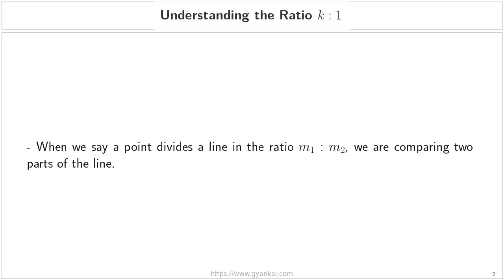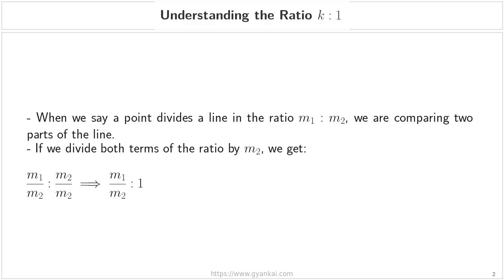Understanding the ratio k:1. When we talk about a point dividing a line in the ratio m sub 1 to m sub 2, what we are essentially doing is comparing the lengths of the two segments created on that line. To make our calculations easier, we can perform a simple algebraic trick. If we divide both terms of our original ratio by m sub 2, look at what happens.